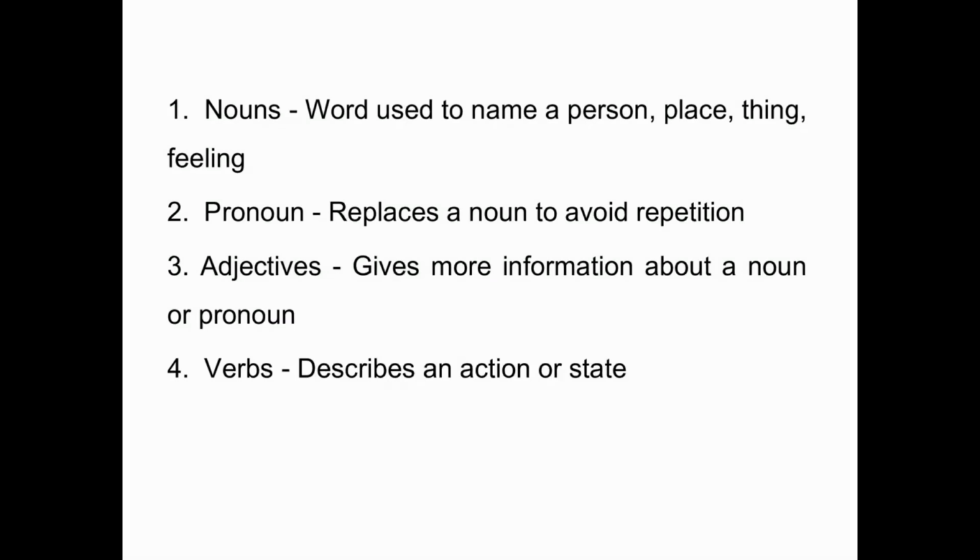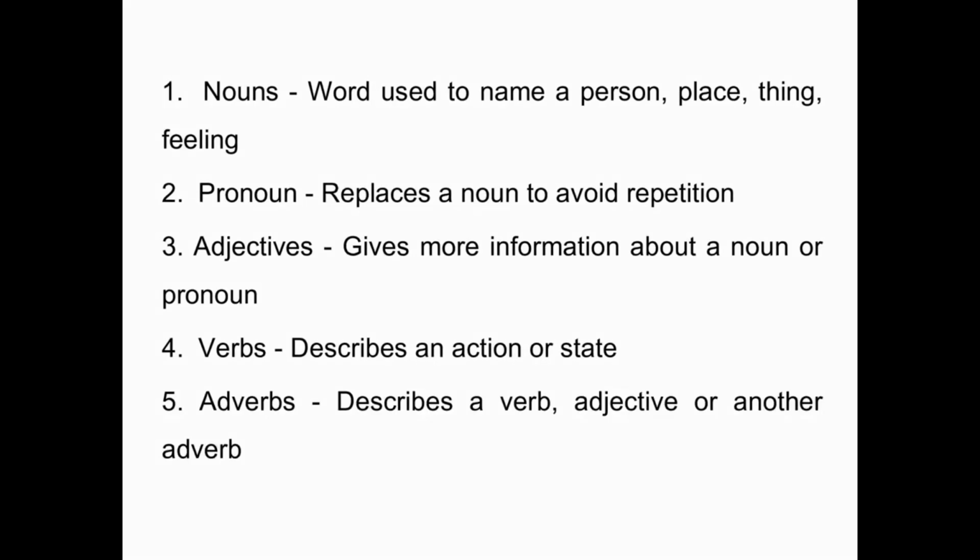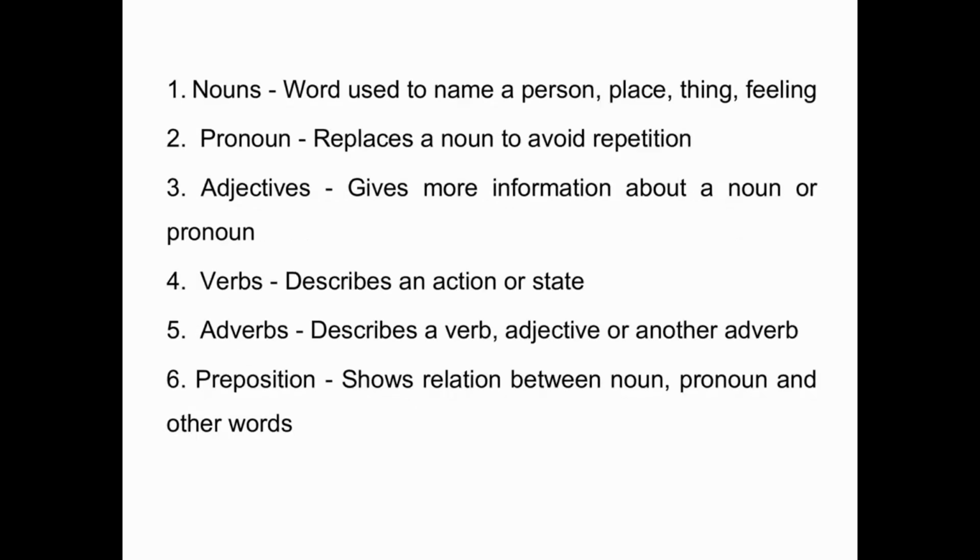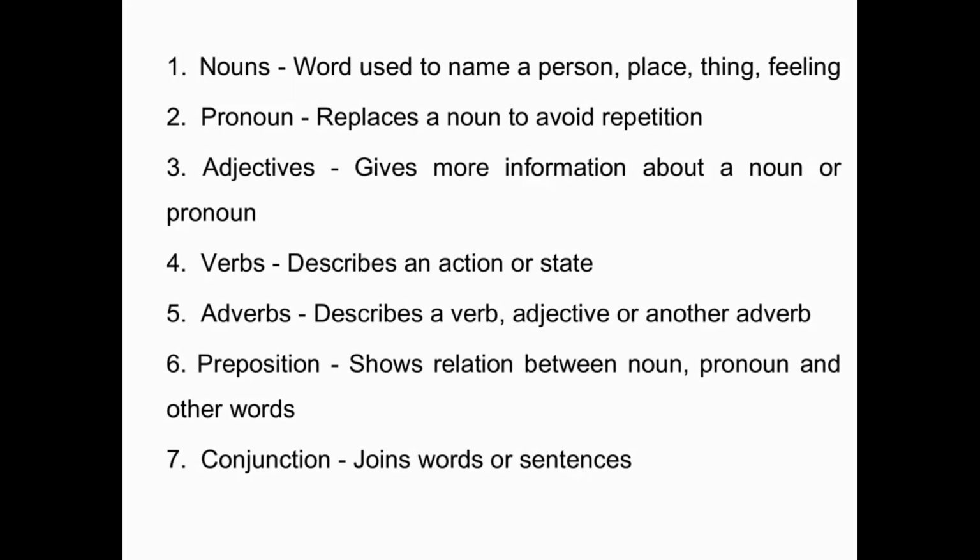A verb, also known as a doing word, is used to describe an action or a state. An adverb describes a verb, an adjective, or another adverb. Many adverbs end with ly. A preposition shows the relationship between a noun, a pronoun, and other words in a sentence. A conjunction helps to join words or sentences.